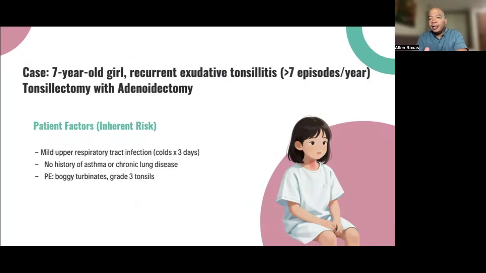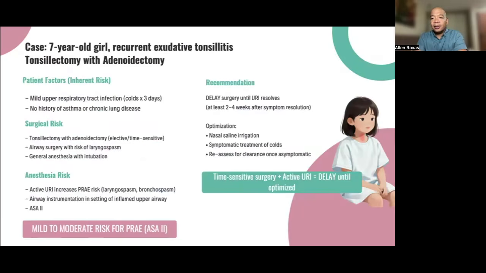Now, for our second case, let's consider a child with recurrent tonsillitis who is scheduled for tonsillectomy. On history, however, the patient has a mild upper respiratory tract infection because of the presence of colds with clear nasal secretions and non-productive cough for 3 days. There is no history of asthma or chronic lung disease. Physical exam is normal except for boggy turbinates and grade 3 enlarged tonsils.